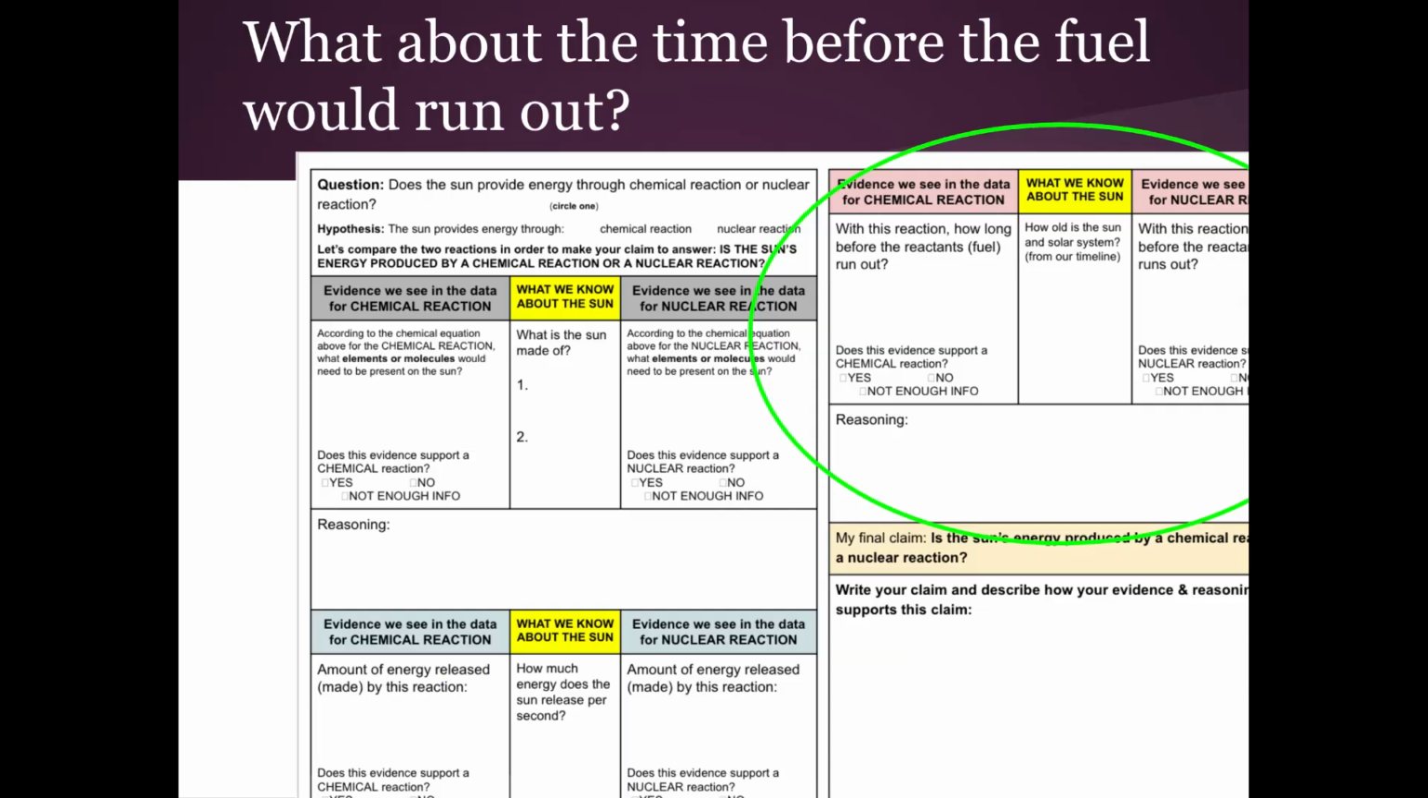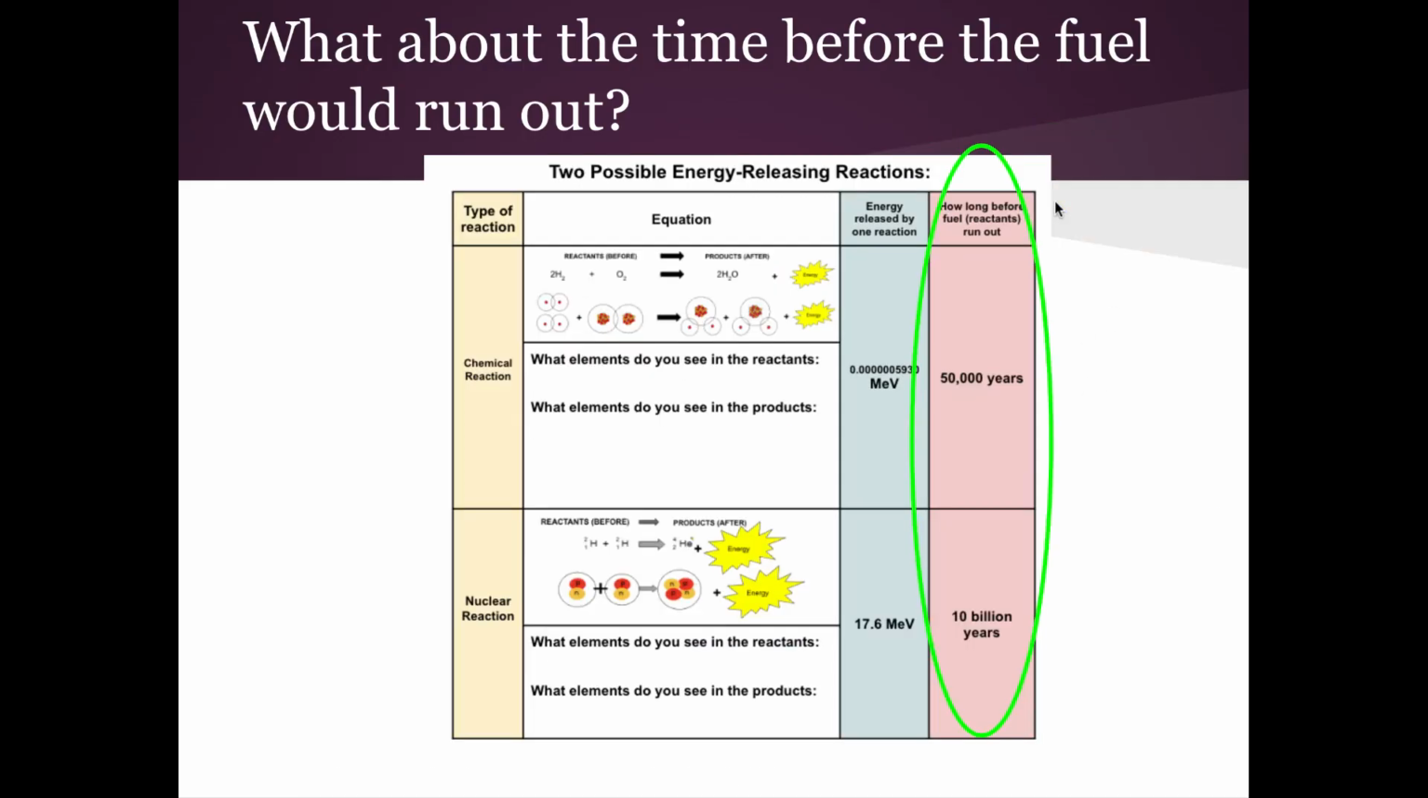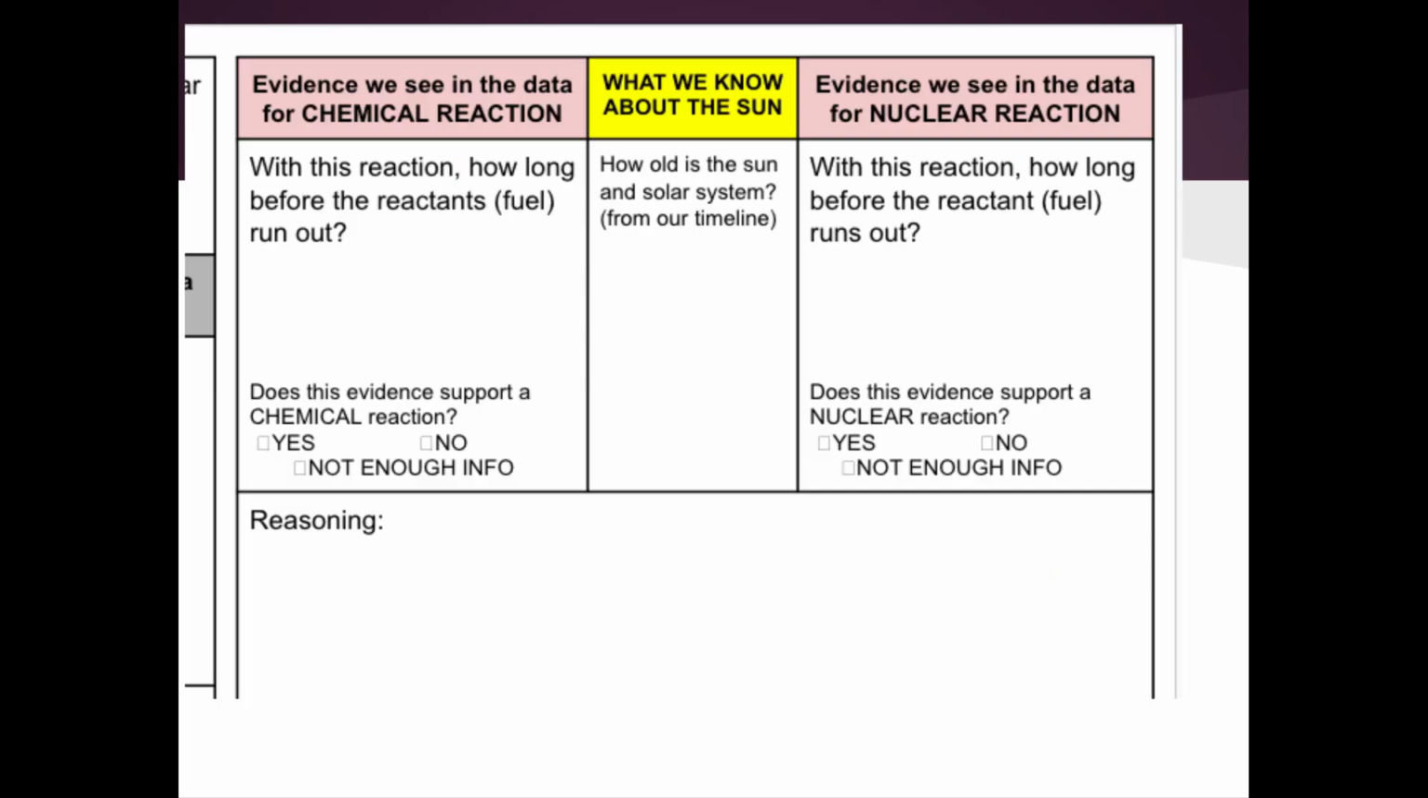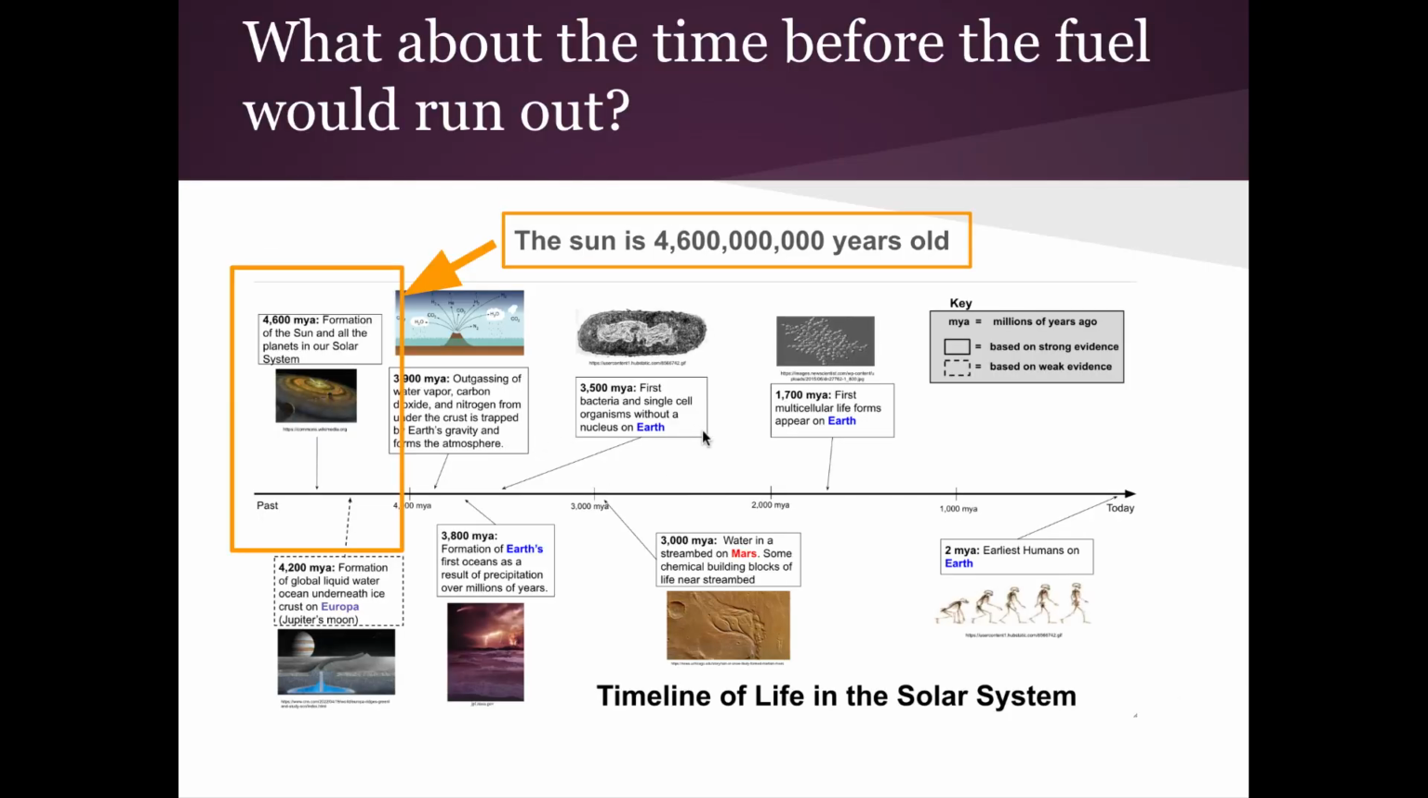That one was tricky. Let's move on to something that I think you'll find a little bit more straightforward. So we're going to dive into the age of the solar system. We looked at a timeline a while ago. You remember this timeline? So we looked at this timeline a long time ago, and we saw that the solar system was created, the formation of the sun and all the planets in our solar system, 4,600 million years ago. It's a pretty long time ago.